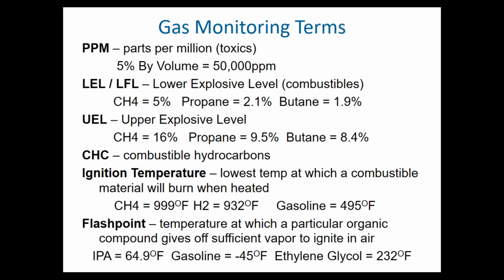UEL, upper explosive level, is not necessarily important for gas detection, but good for understanding the dangers of gas. Upper explosive level basically tells me that for methane, it's about 16%, which means that between 5% for the lower flammable limit and 16% for the upper explosive limit, that is your danger zone. That's really the place where you don't want to be, and therefore using gas detection and monitoring warns you way before you get to that 5% for methane.